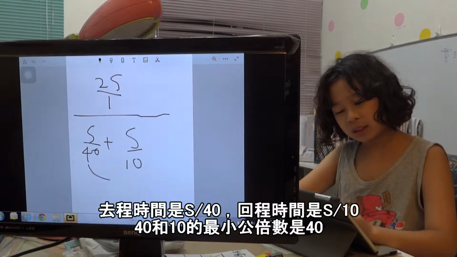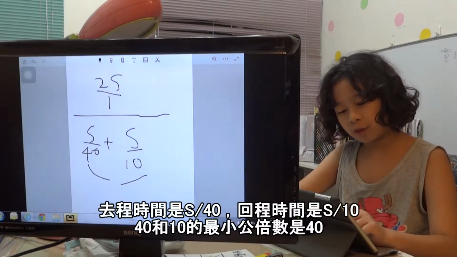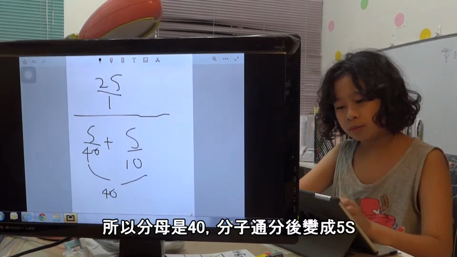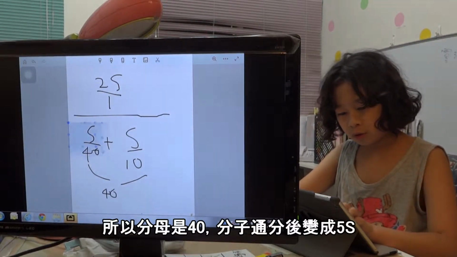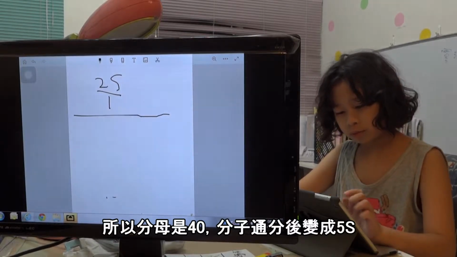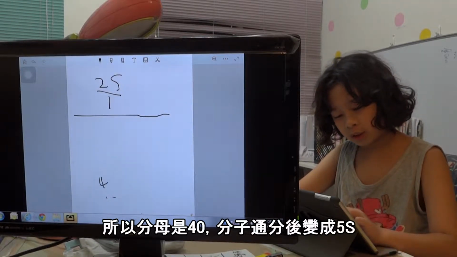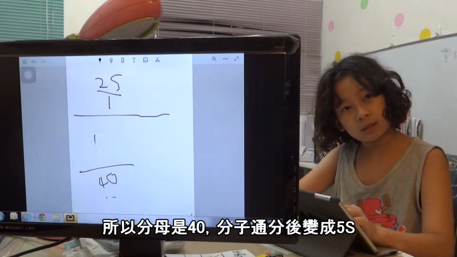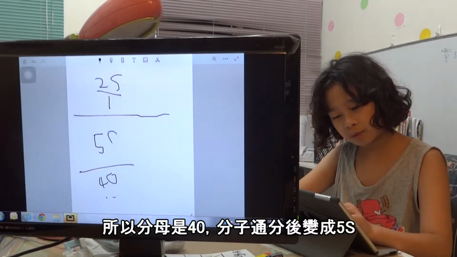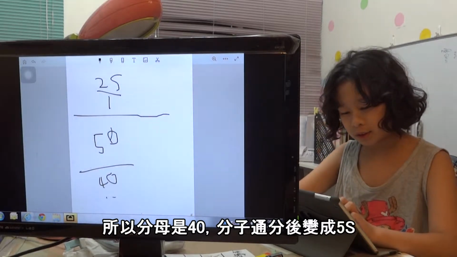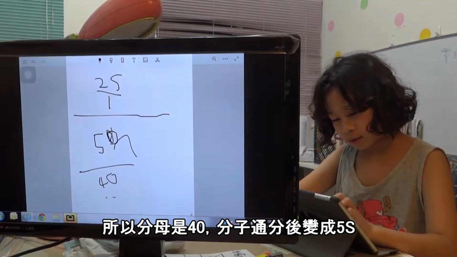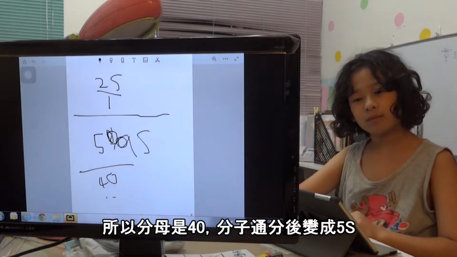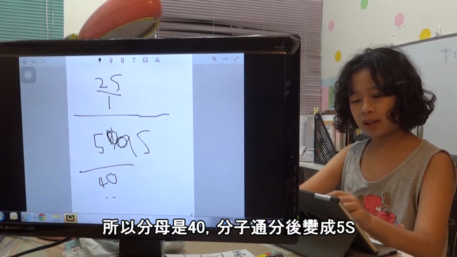So they have a least common multiple, which is 40. So it's equal to 40 as the denominator over 5s, because it is 4 times s plus s. Okay, so it's 5s, and then how do we calculate it?